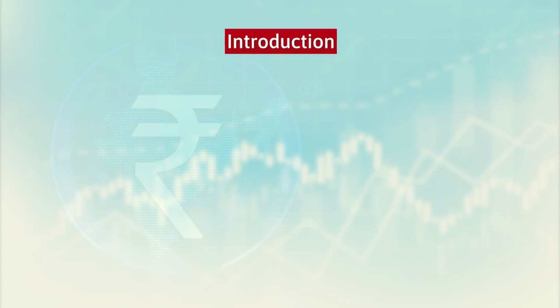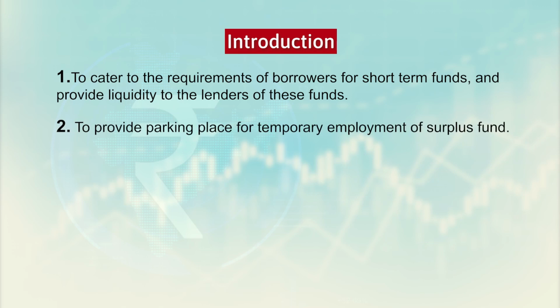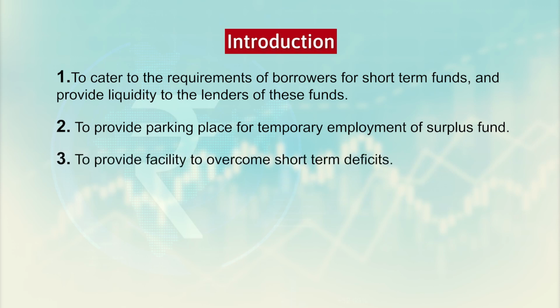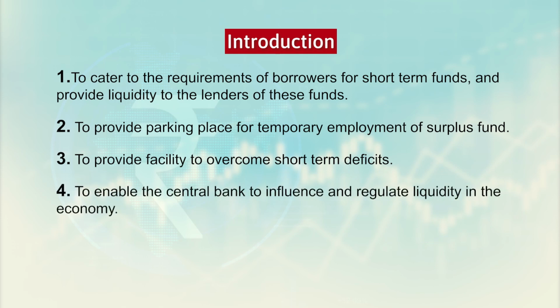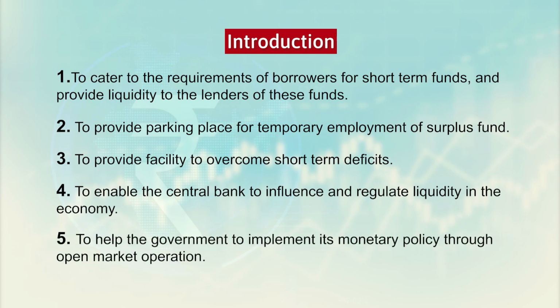So, the main objective of the money market is to cater to the requirement of borrowers for short-term funds and provide liquidity to the lenders of these funds, to provide a parking place for temporary employment of surplus funds, to provide facility to overcome short-term deficits, to enable the central bank to influence and regulate the liquidity in the market, and also to help the government to implement its monetary policy through its various open market operations.